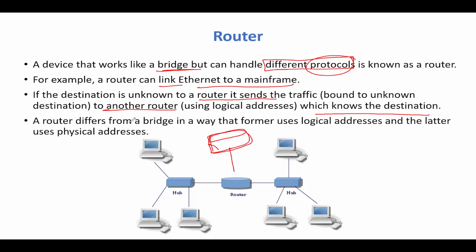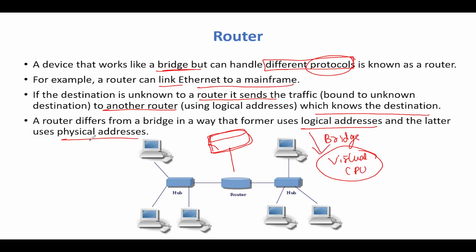A router differs from a bridge in that the former uses a logical address and the latter uses a physical address. Which uses the logical address? The router uses the logical address. Now, what is a logical address here? A logical address is nothing but a virtual address, generated by the CPU. It is called a logical address.